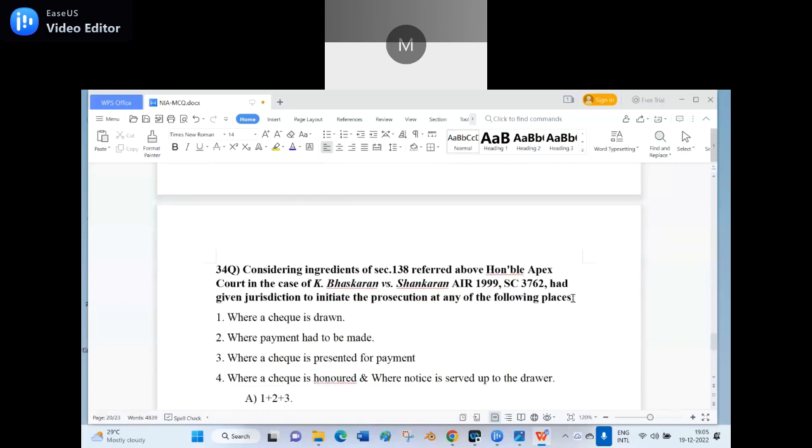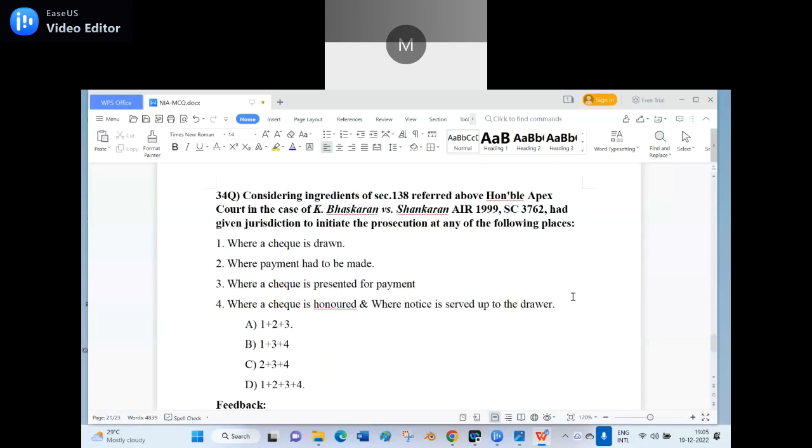So now next question, 34th question. Considering the ingredients of Section 138 referred above, the Honorable Apex Court in the case of K. Bhaskaran versus Shankaran, AIR 1999 Supreme Court 3762, had given the jurisdiction to initiate the prosecution at any of the following places. Number 1, where a check is drawn. Number 2, where payment had to be made. Number 3, where a check is presented for payment. Number 4, where a check is honored and where notice is served on the drawer. Now I made the options here. Option A, 1 plus 2 plus 3. Option B, 1 plus 3 plus 4. Option C, 2 plus 3 plus 4. Option D, 1 plus 2 plus 3 plus 4.